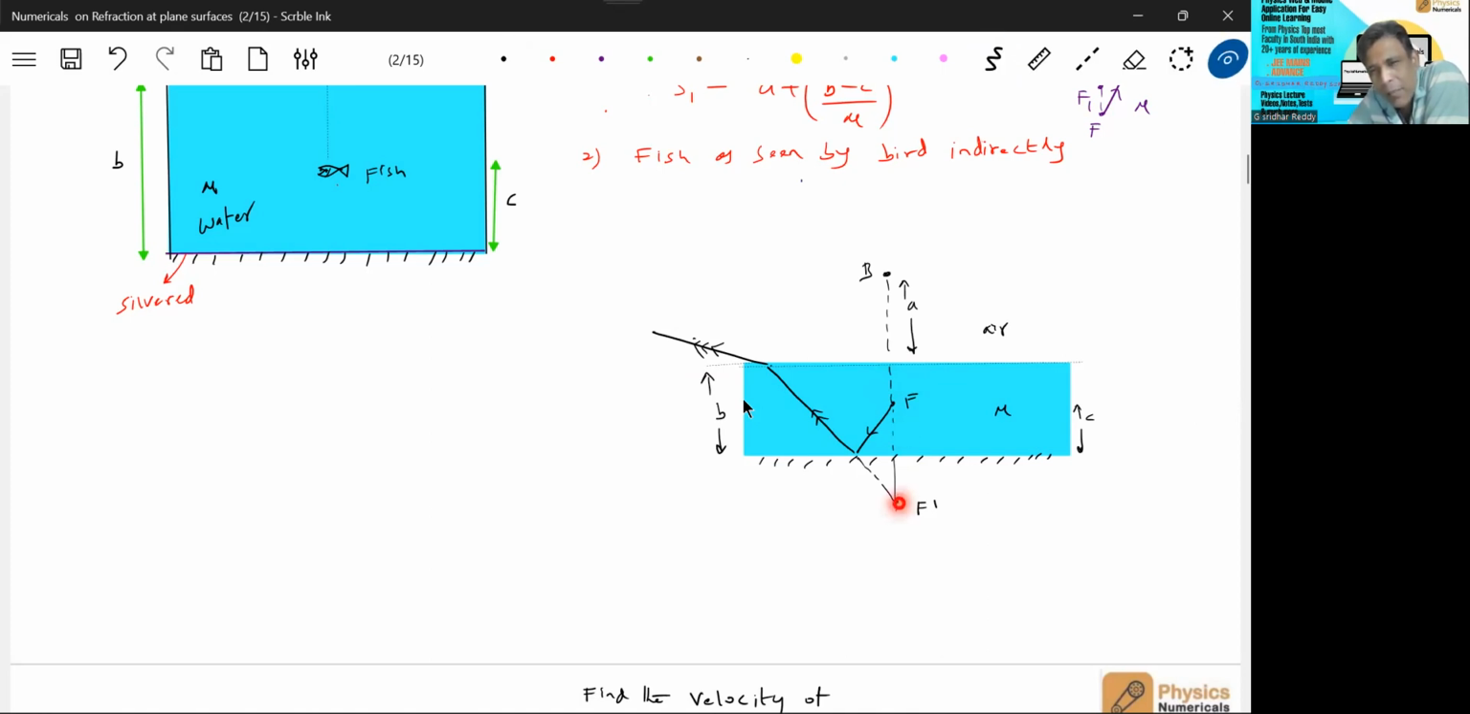So the rays emitted by the fish first will strike the mirror. Hope everyone is able to understand. The rays emitted by the fish will strike the mirror and an image will be formed, at a distance C behind the mirror. Then these reflected rays will undergo refraction and enter into the bird's eye. So what is the distance of F dash? F dash will be B plus C.